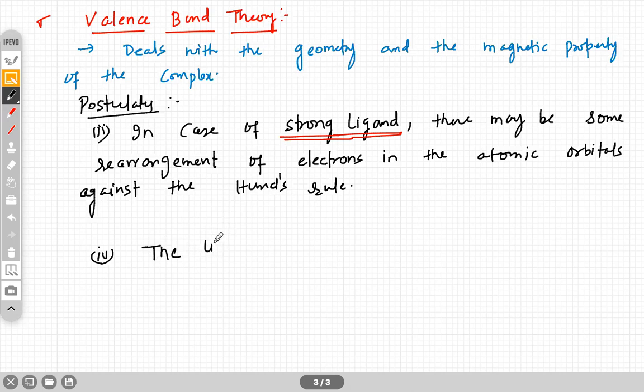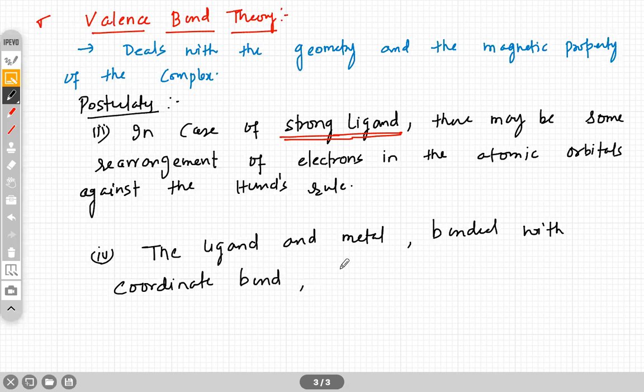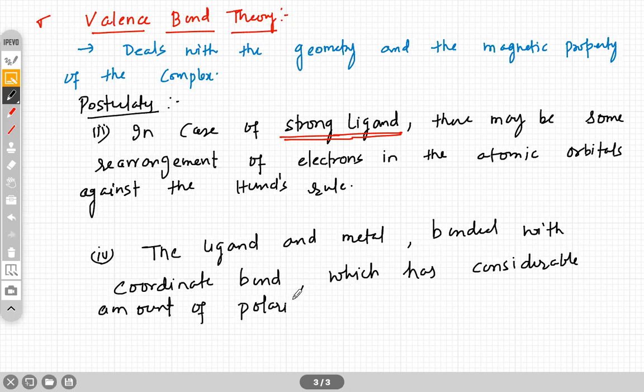The ligand and the metal bonds, and the metal is bonded with a coordinate bond, which has a considerable amount of polarity. Right? It means the bond is polar.